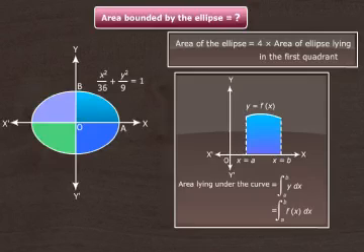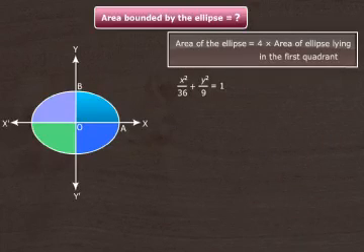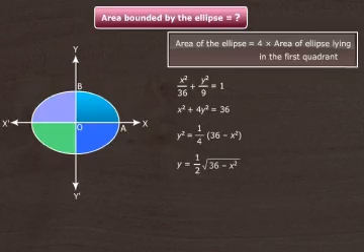So using this formula, we will calculate the area of the ellipse lying in the first quadrant. What was the equation of the ellipse? X squared by 36 plus y squared by 9 equals 1. In fact, we can also write it like this. You simplify this further and you finally get y equals 1 by 2 square root of 36 minus x squared.